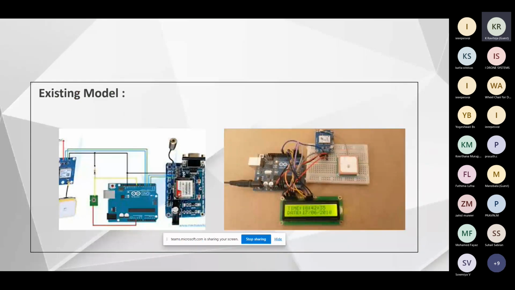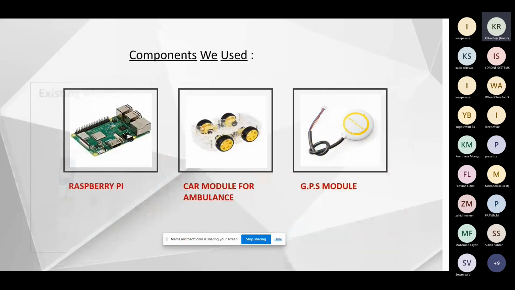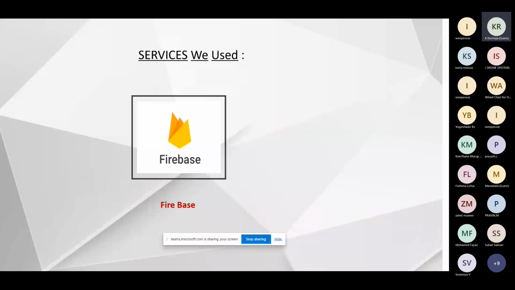And coming to the components, we use the Raspberry Pi and GPS module, and we have used the signal pin, and the online interface we used here is the Firebase online interface. And coming to the component description, my friend Vijay will continue.